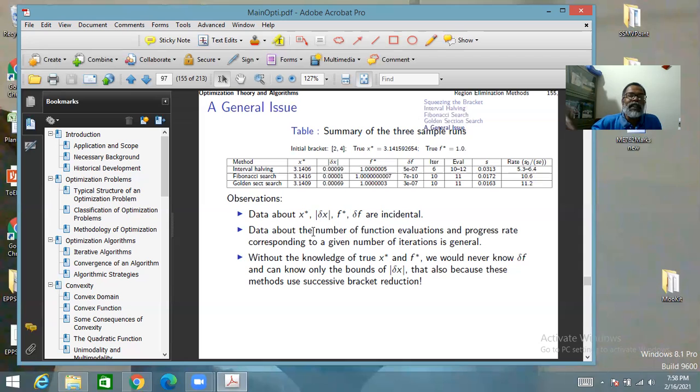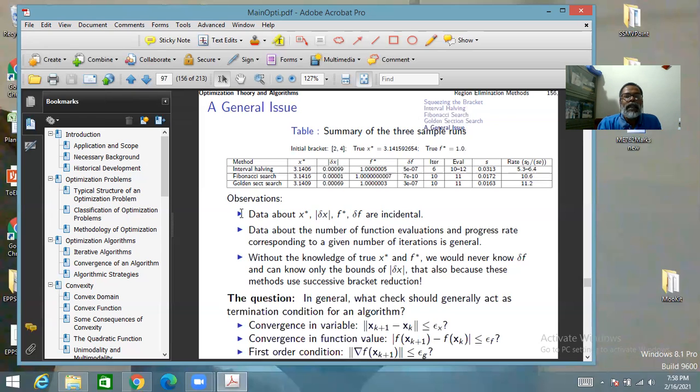So in an actual algorithmic scenario, what should be our termination check? Typically, there are three possible checks. One is convergence in variable, that is, whether the difference between two successive variable values has gone below a particular threshold. Or convergence in function values, that is, whether the difference between two successive function values has gone below its threshold. Or the first order condition, if the method uses derivatives, that is, if the gradient magnitude has reduced below a particular threshold. These three thresholds have no reason to be the same because they are different quantities, their units are different, and so on. So these can be three different threshold values depending upon their individual scales.